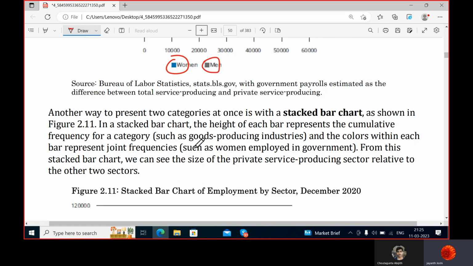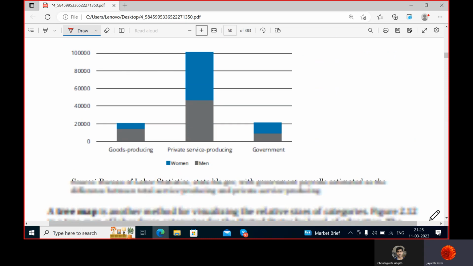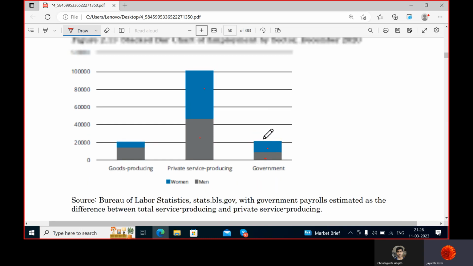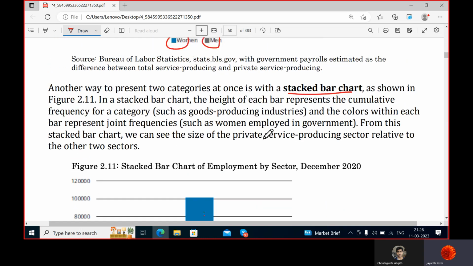Now, another way to present two categories at once is with a stacked bar chart. In a stacked bar chart, what you're going to do is take both the things, men and women in goods producing. You see, men have more area in this, correct? Men have occupied more area and women have occupied this much small area. Here, women are more and men are less, and here also women are more and men are less. So that can be seen here, the change.